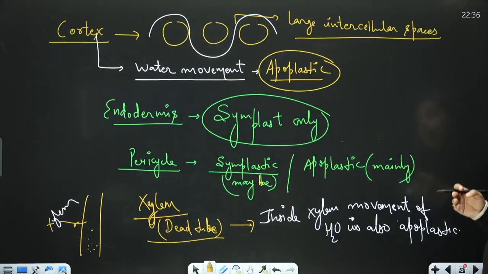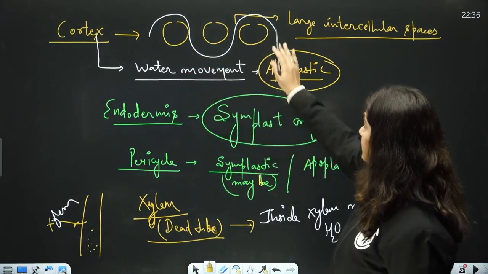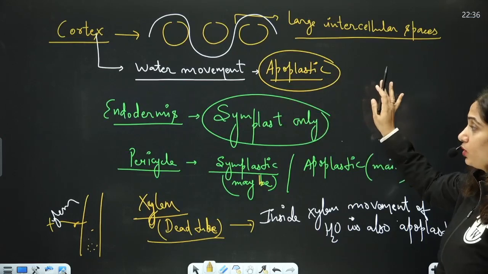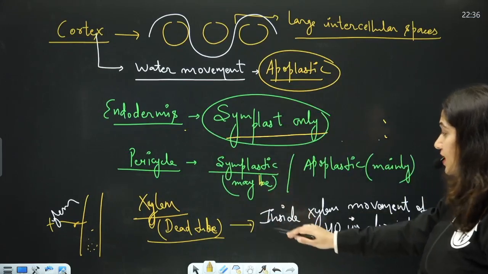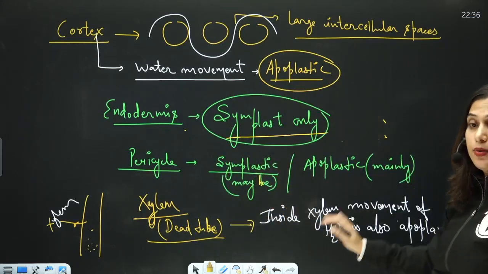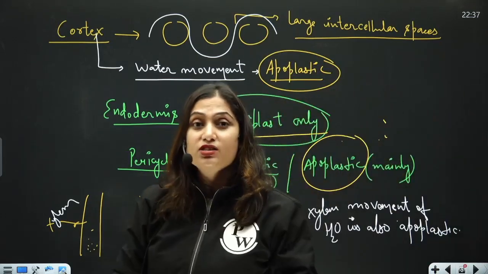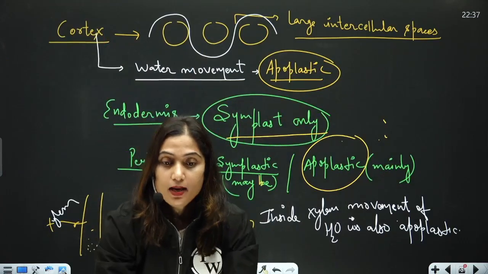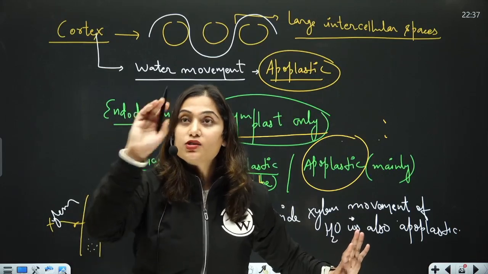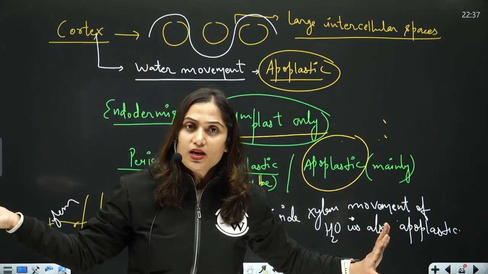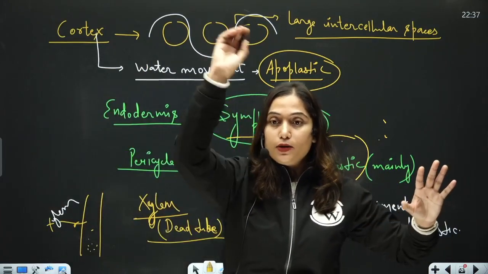Now in the cortex layer there are large intercellular spaces, so apoplastic pathway. To cross the endodermis, symplastic pathway. To cross the pericycle, it may be symplastic, but majorly it is apoplastic. Xylem, you know that xylem is a dead tissue. Inside xylem there is nothing. So when the water is moving through xylem, that means it is moving through a dead space. And what kind of movement is that? Apoplastic.